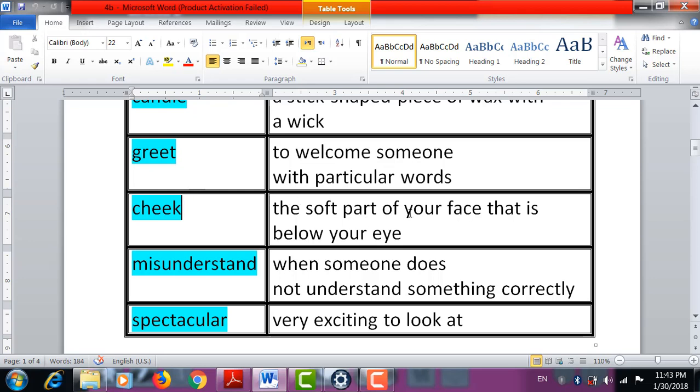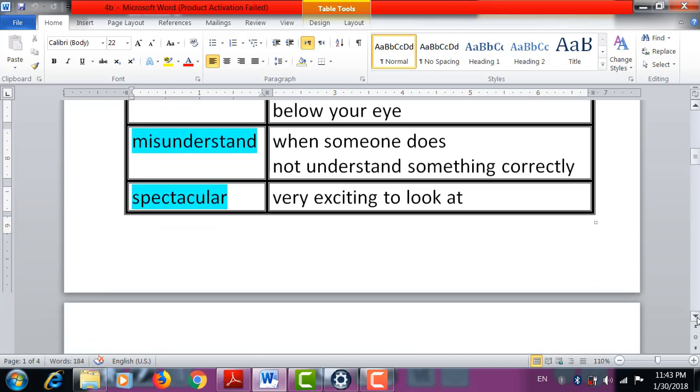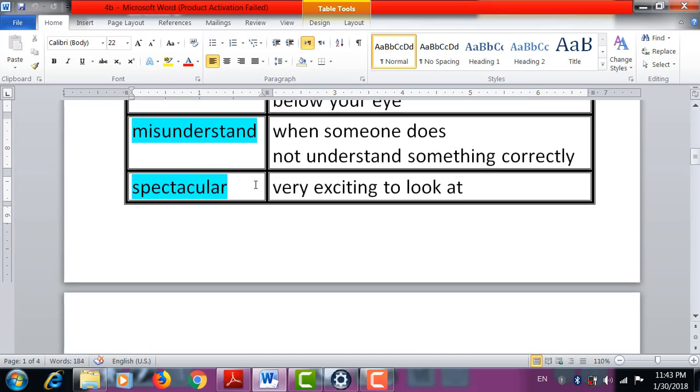Cheek means the soft part of your face below your eyes and between your ears. You have left cheek and right cheek. We have misunderstand. Misunderstand is a verb. It means when someone does not understand something correctly, so it means not to understand. So don't misunderstand me, right? Spectacular means exciting, nice, wonderful. When you look from your window and say this is a spectacular view, it means a very exciting, very nice view, right?